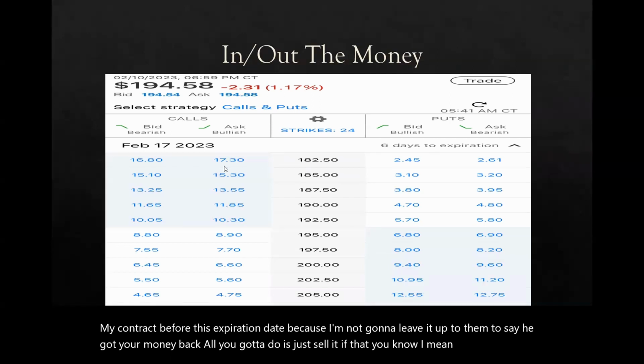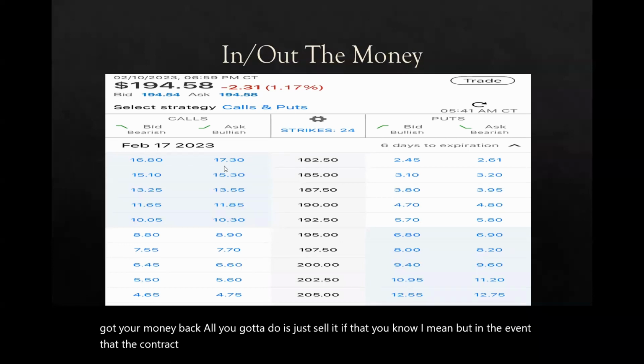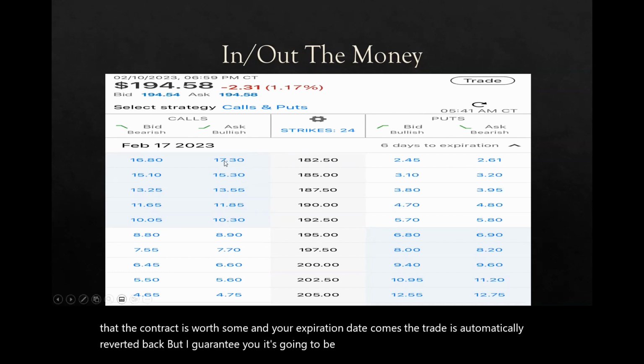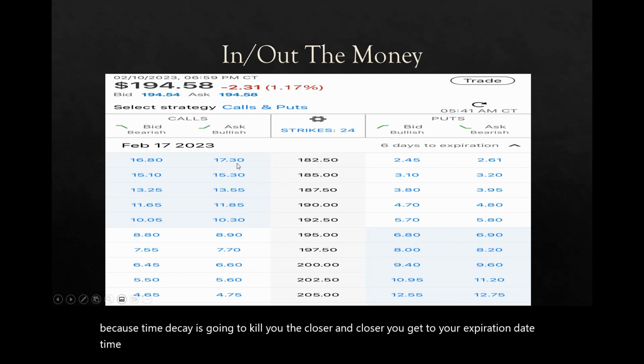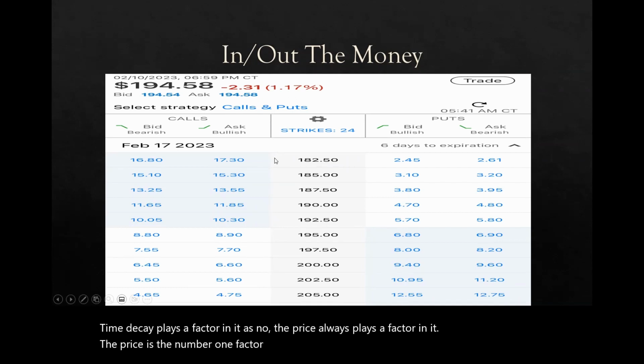But in the event that the contract is worth something and your expiration date comes, the trades are automatically reverted back. But I guarantee you it's going to be less than this $17.30 if you get to that, because time decay is going to kill it. The closer and closer you get to your expiration date, time decay plays a factor in it as well. And the price always plays a factor in it. The price is the number one factor in how much your contract is worth, but time decay is also a factor.